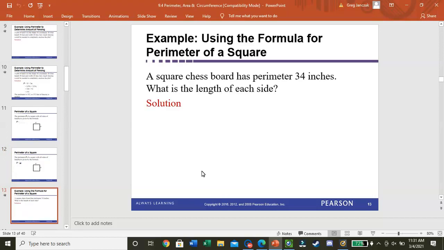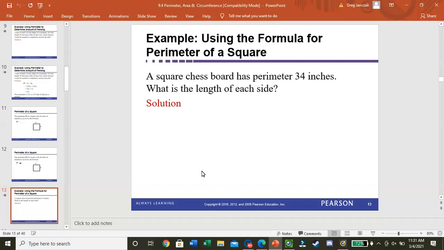And so as we go through this, I'll add more formulas. Okay? So here we have a square chessboard. There's a perimeter of 34 inches. What's the length of the side? Now, I like to draw a picture.